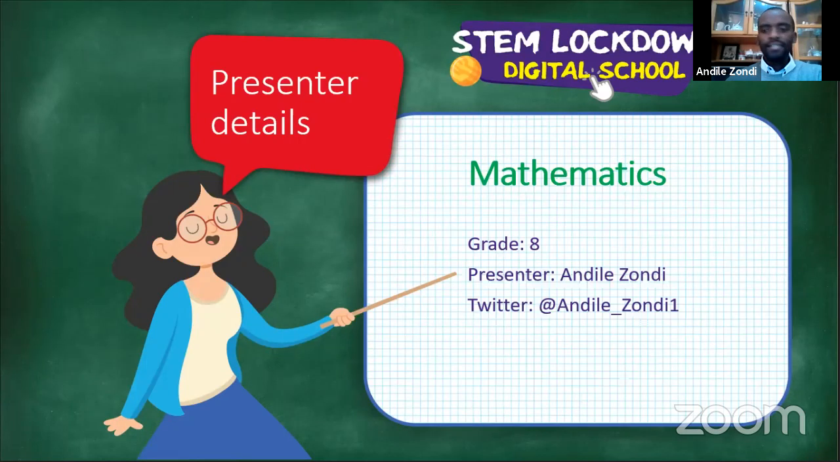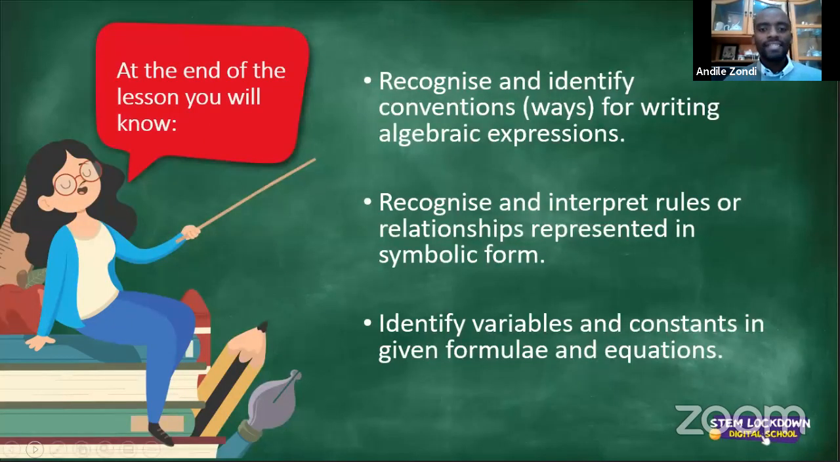Let's move on to the next slide. At the end of today's lesson, you should be able to do the following. First of all, recognize and identify conventions. Conventions are ways for writing algebraic expressions. Secondly, you should be able to recognize and interpret rules or relationships represented in symbolic form. Thirdly, you should be able to identify variables and constants in given formulae and equations.